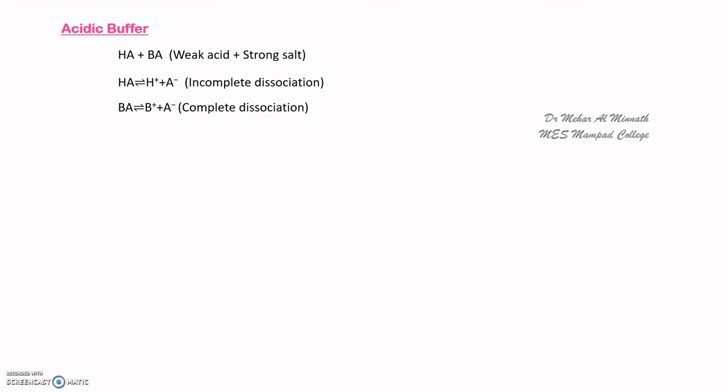Let us write the ionization constant Ka for the acid. The ionization constant expression will be Ka equal to concentration of H+ into concentration of A- divided by concentration of HA.